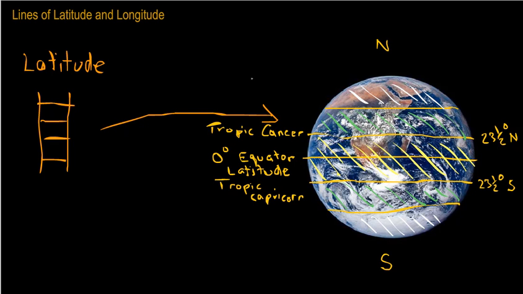So I hope this lesson explains latitude to you. The Tropic of Cancer, the equator, and the Tropic of Capricorn, and the idea of the northern and southern hemispheres are very important ones that you need to remember.